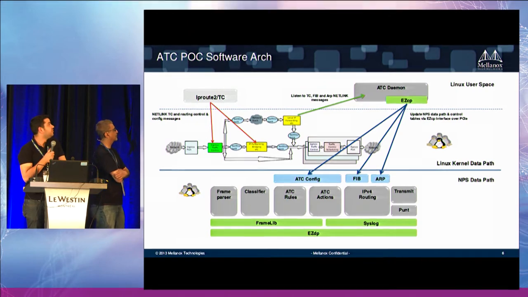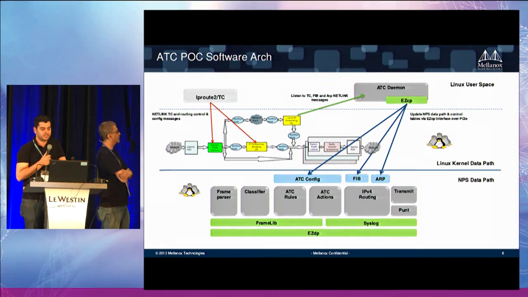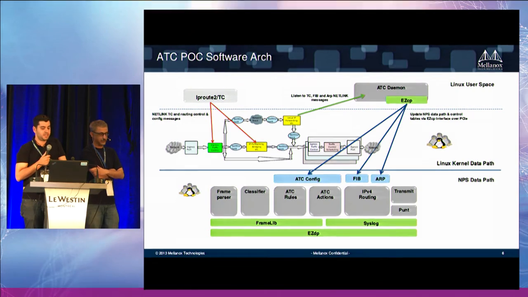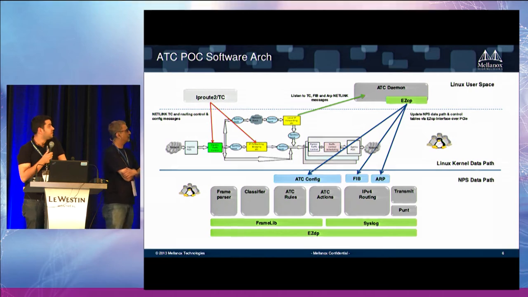User space configures the IP route 2, TC, any routing commands, any TC commands. We open a socket and listen to all TC, FIB, and ARP netlink commands, capture everything in the ATC daemon, translate these commands to our tables, the new tables that we define, and download them to the NPS database. We write it via PCI. The ATC configuration block has two blocks, the rules themselves and the actions. And we have a routing model that contains the FIB and the ARP. Also, you can see here the ingress side with frame parser, validation, classification. And on the egress side, we have transmission to the network side or punting to the host. All the green blocks here are basically the OpenNPU data plane API. It's the SDK that we're using. And that's it.